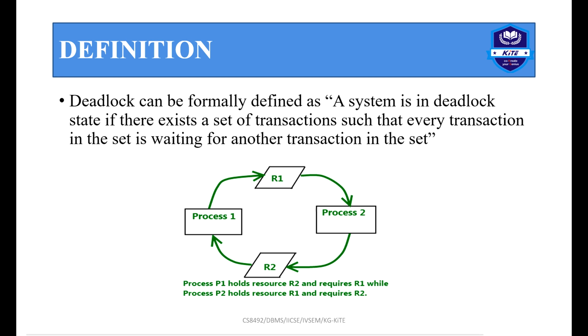Here, there are two processes, namely process 1 and process 2. Similarly, there are two resources, R1 and R2. Here, the process P1 is holding the resource R2 and requires R1, while the process P2 holds the resource R1 and requires R2. Hence, there is a cyclic process where process P1 is waiting for the process P2 to release the resource. Similarly, the process P2 is waiting for the process P1 to release the resource. Hence, the deadlock occurs.